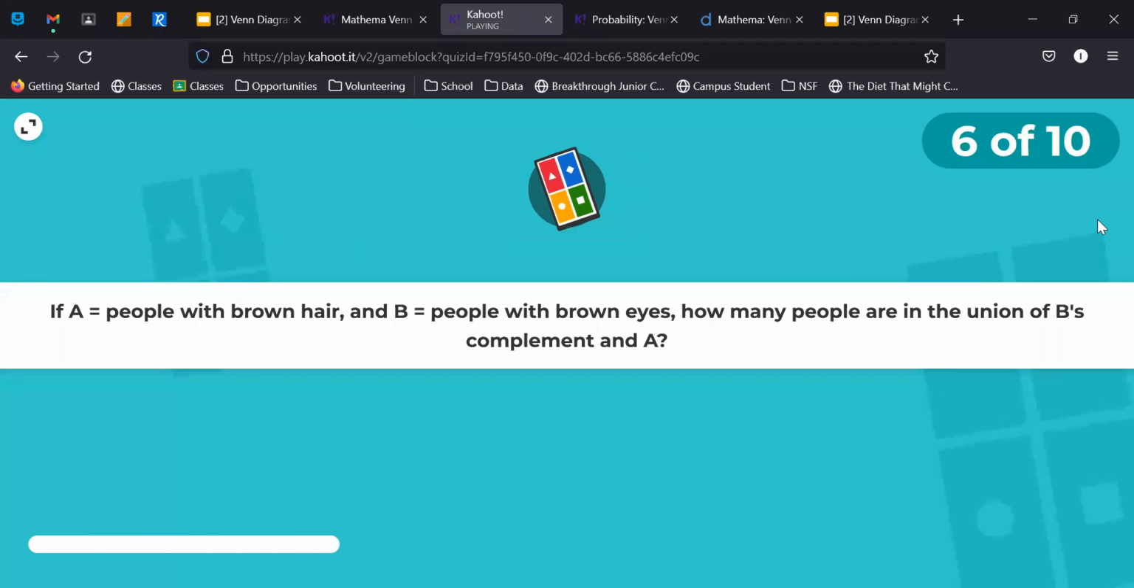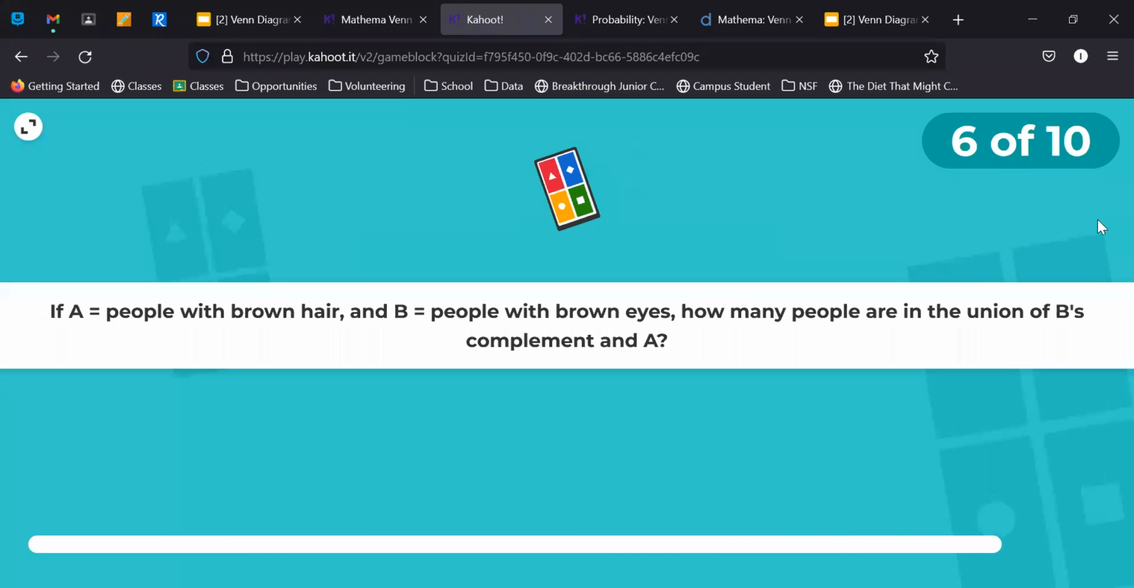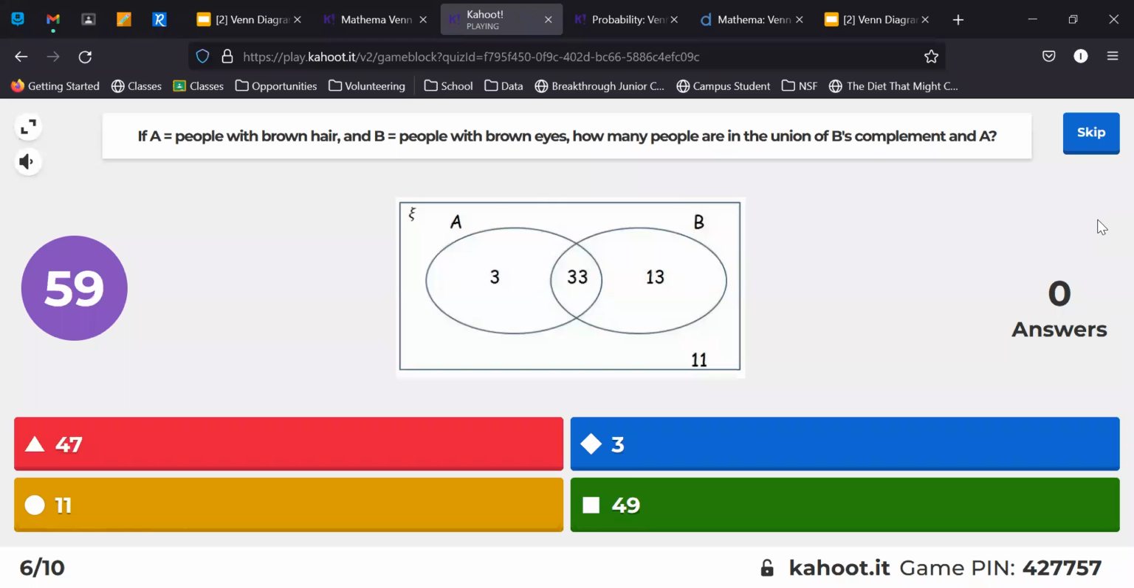This is like the harder Kahoot. The other one is just terminology. Yeah, this is like medium.